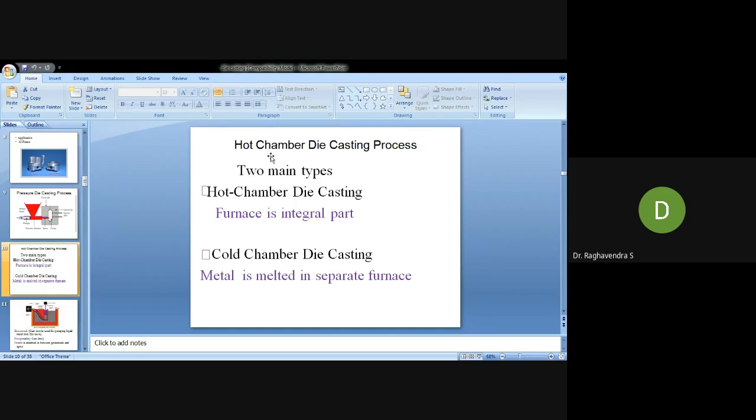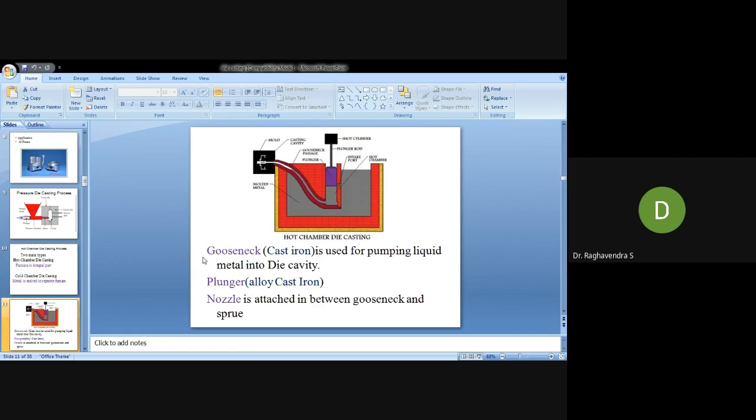So there are two types of die casting process here: hot chamber and cold chamber. In the hot chamber, the furnace is an integral part. It will be integrated and added inside the casting process. Whereas in the cold chamber, the metal is melted separately, taken out, and supplied separately to the casting process. Let us see one by one.